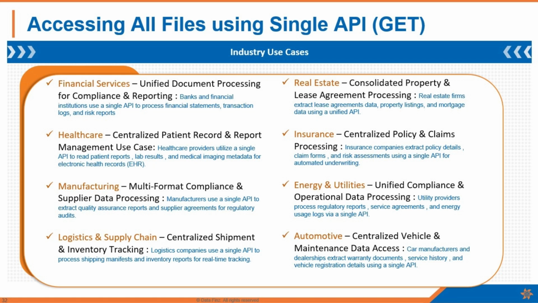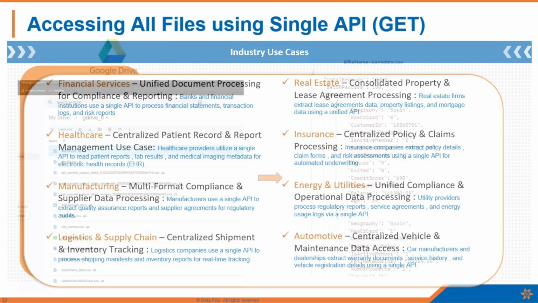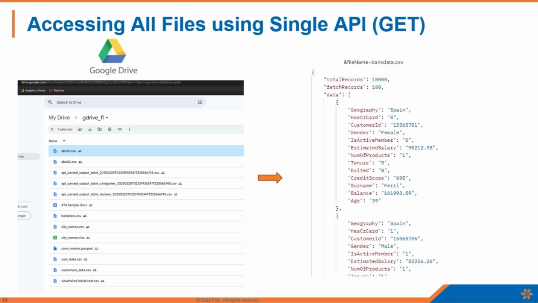A single API for accessing all file types enables industries to efficiently process reports, contracts, compliance documents, and operational data across finance, healthcare, logistics, and more, ensuring structured and automated data retrieval. DataFinz provides no-code access to multiple files stored in Google Drive using a single API with the GET method.